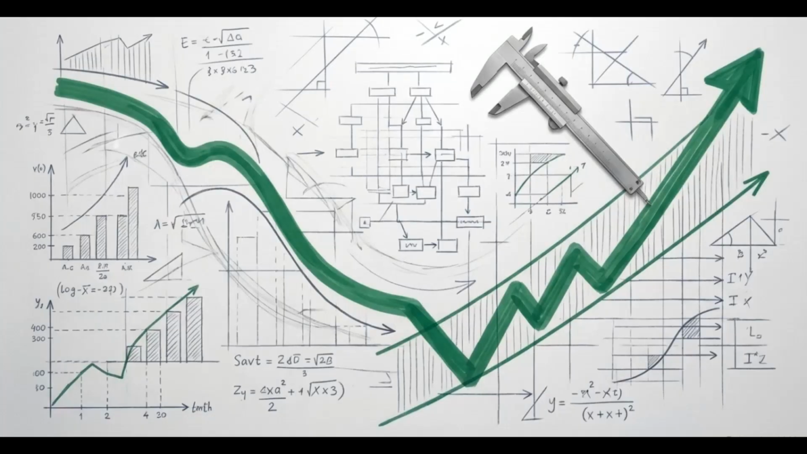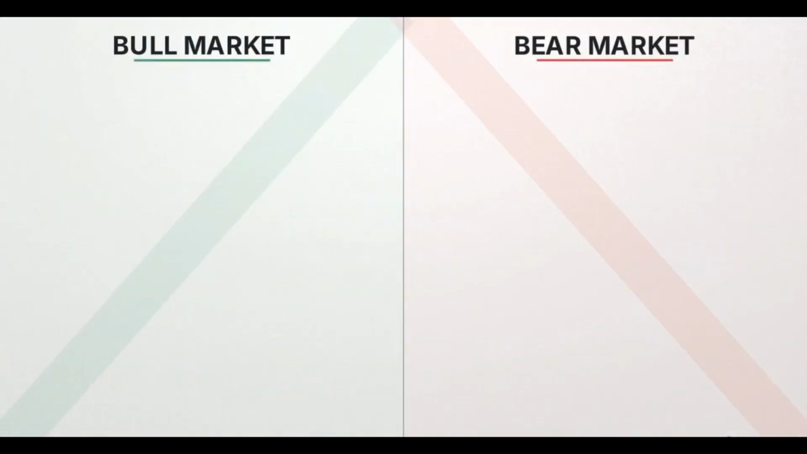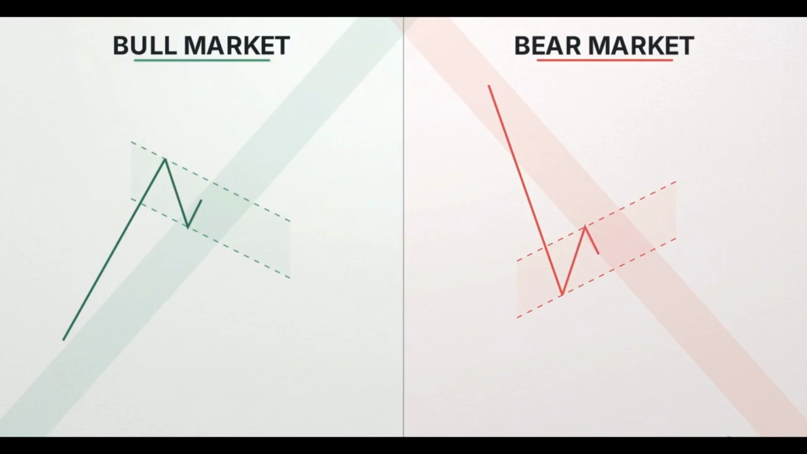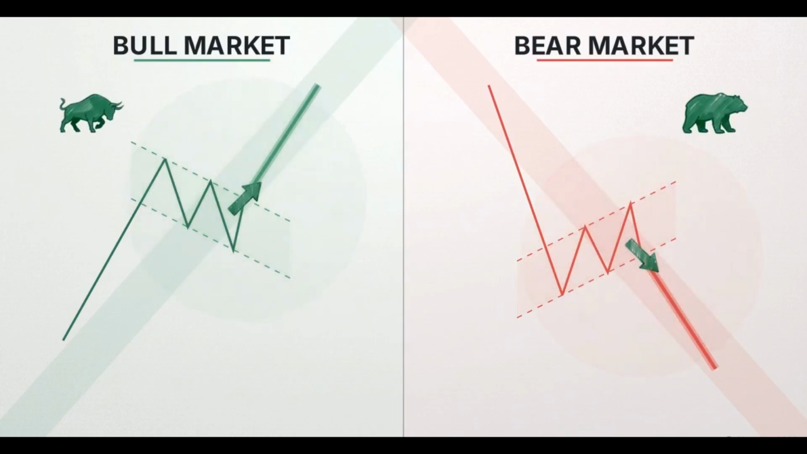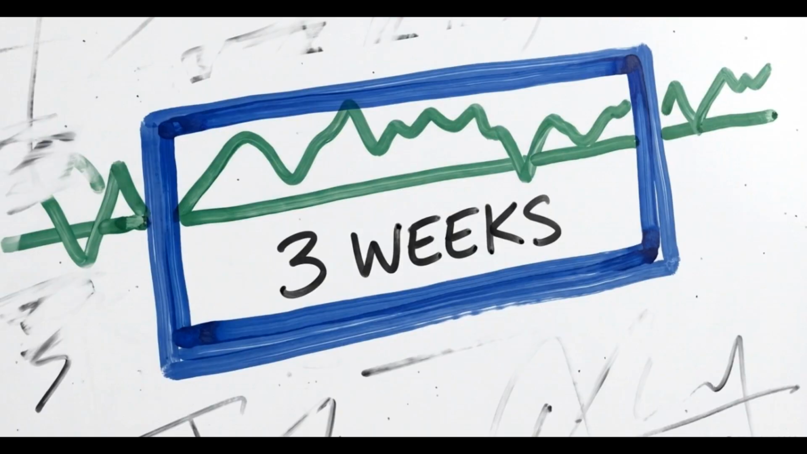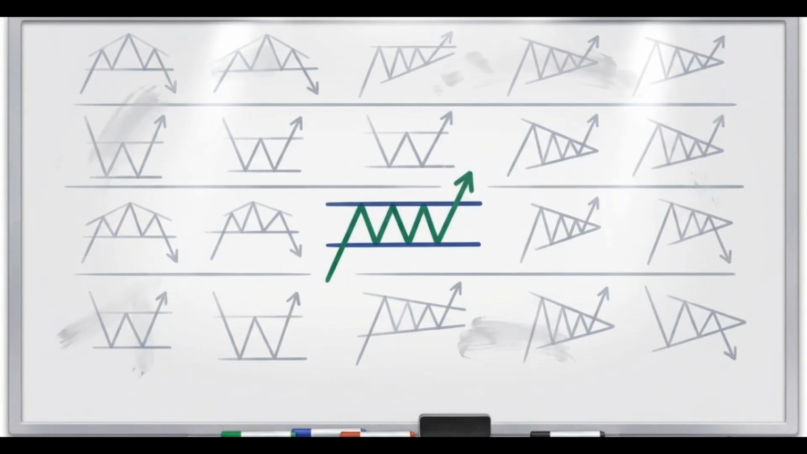You must also filter these setups through the broader market environment. The highest probabilities of success come from aligning your trades with the macro trend. Trade upward breakouts during bull markets and downward breakouts during bear markets. Enforcing that 3-week time limit and checking the overall market trend are your primary defensive filters. They keep you out of setups that lack the mathematical probability to succeed.